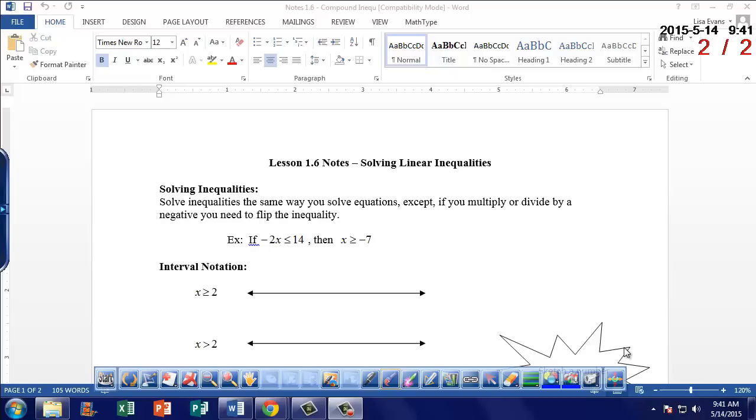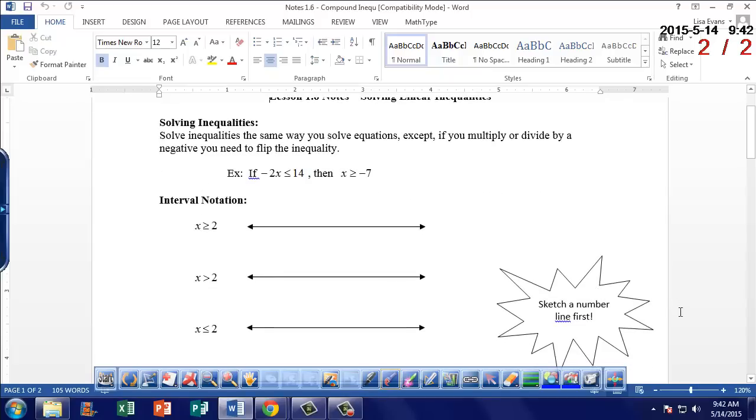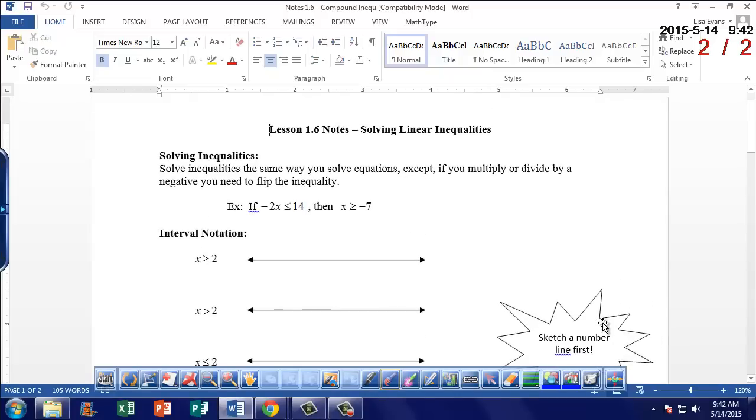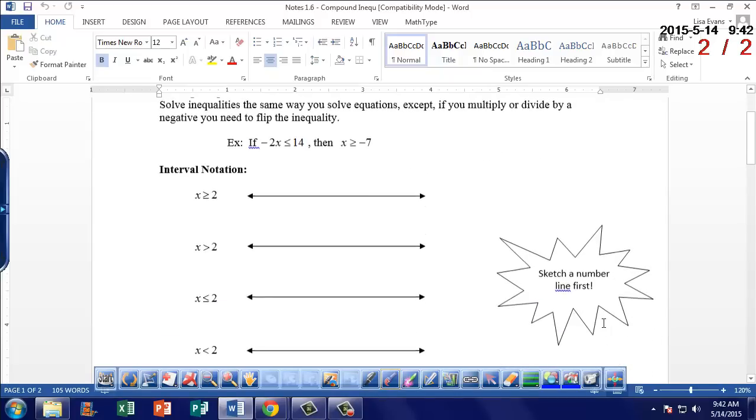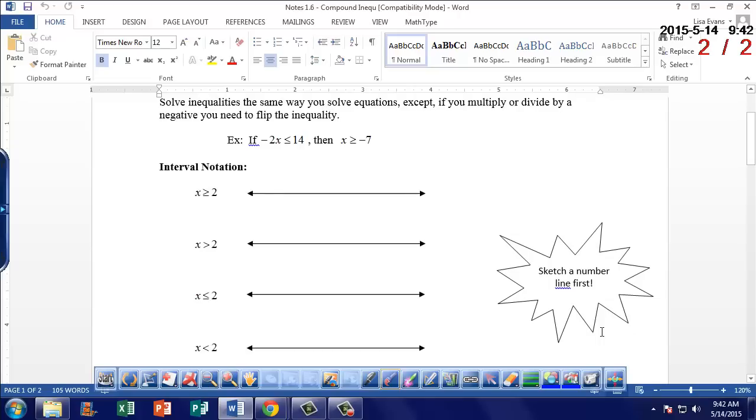So today we're doing solving linear inequalities. Now we already reviewed this in the pre-unit because this is from Algebra 1. What's new is the way we write our answer. We are going to write our answer in what is called interval notation. Interval notation is a way to represent the solution on a number line.